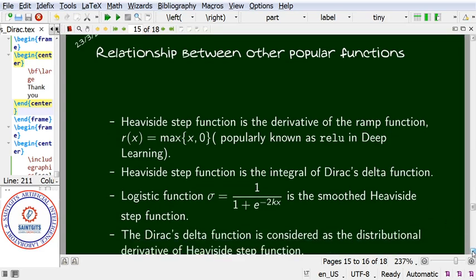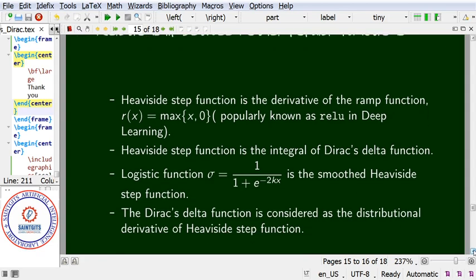Next is sigmoid function or logistic function. The sigmoid function is also one of the important activation functions in deep learning, because we are using the sigmoid function in binary classification models, and this sigmoid function is actually the smoothed version of Heaviside step function. So this sigmoid function can be generated with the help of smoothing this Heaviside step function.